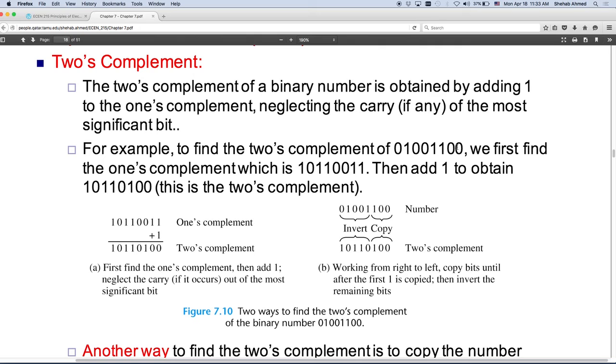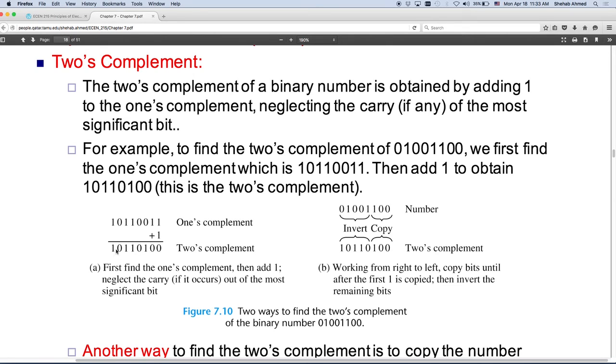So you're given this number. We first find the 1's complement. So 1's complement is flipping all the bits. Then we add 1 to obtain this number. So I took my 1's complement here and I added 1. 1 plus 1 is 0, carry over 1. 1 plus 1 is 0, carry over 1. 1 plus 0 is 1, 0 plus 0, and then you just add these numbers.